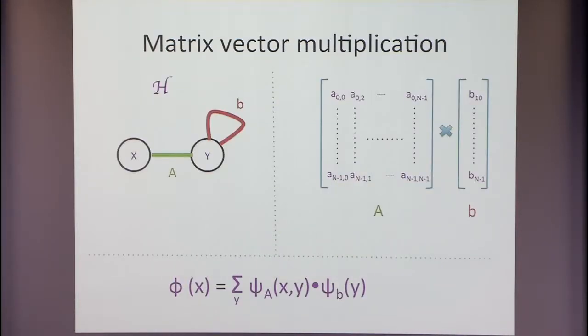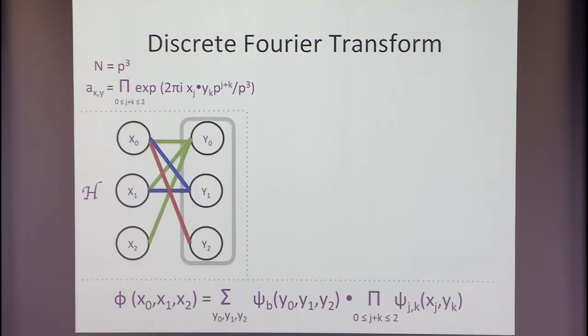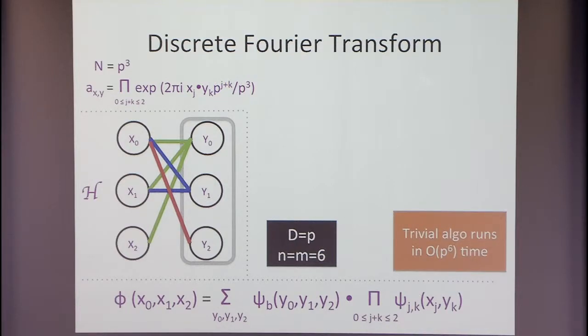Okay. So let's see what happens for matrix vector multiplication. D is capital N, and little n and m are 2. So in this case, you get the trivial order n squared algorithm. But this is optimal for the general matrix vector multiplication. Okay, so this trivial algorithm is optimal for the general matrix vector multiplication. Of course, since I'm calling it trivial, it's not going to be optimal for all problems. So if we try to run this on the discrete Fourier transform, D is P, N and M are 6, so you get P to the 6, which is again the n squared time. Okay, and of course, we want to do something better.